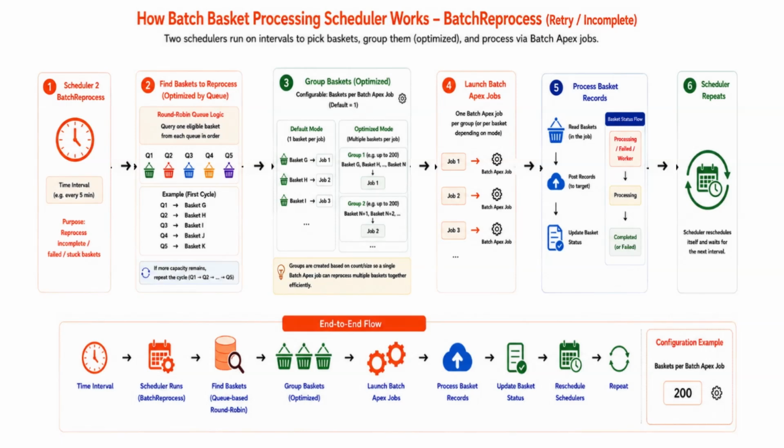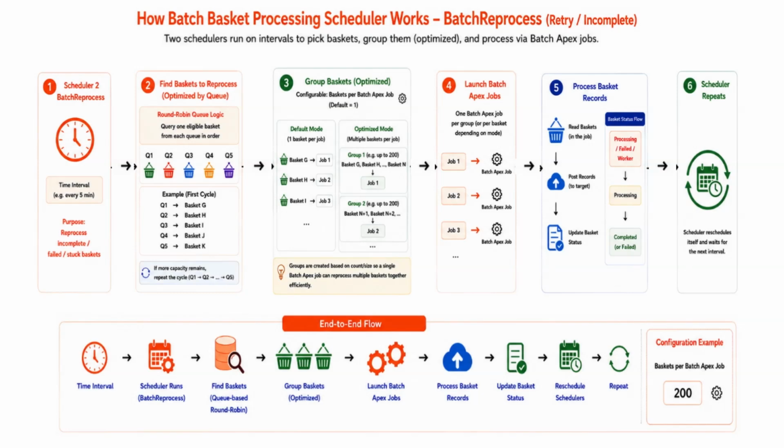This diagram illustrates how the BatchReprocess scheduler works. The overall workflow is the same as the batch process scheduler shown in the previous diagram. The main difference is that batch process handles new baskets, while BatchReprocess is responsible for retrying incomplete, failed, or stuck baskets. So this diagram we do not explain again. The end-to-end flow is exactly the same: the scheduler runs at the configured interval, finds eligible baskets, groups them, launches batch apex jobs, processes the basket records, updates the basket status, and then repeats the cycle. The only difference is that this scheduler processes failed, incomplete, or stuck baskets, ensuring they are automatically retried until they are successfully completed.